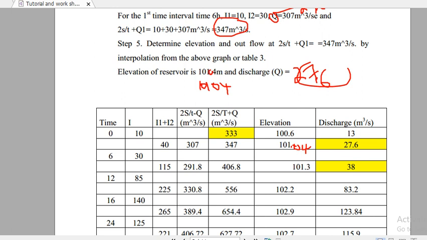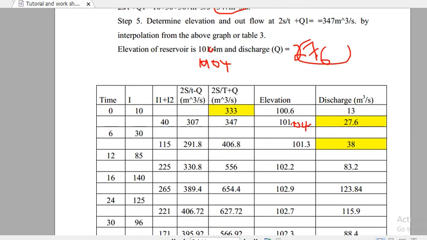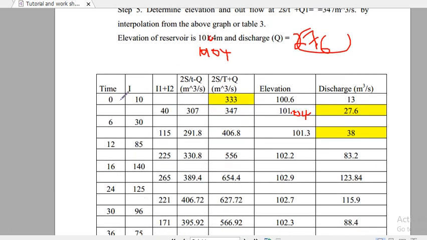Yes, this is a computation table. At t equal to 0, 100 meter and also 30 meter. The summation is 40, and also it is S over T minus Q. It is already computed from this value. Do you remember? From this value, subtract 2 times 130. We can get 207 meter cube per second.